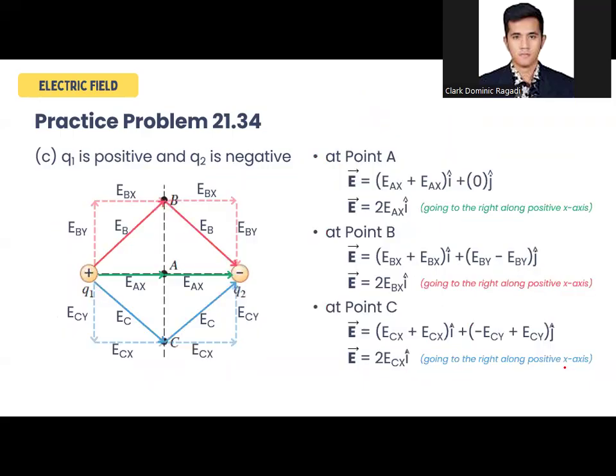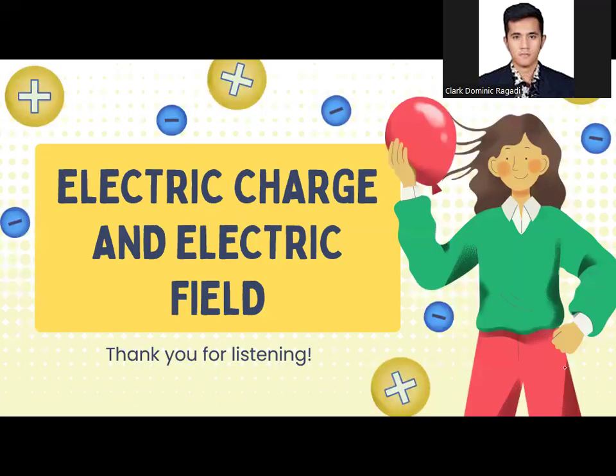So again, when Q1 is positive and Q2 is negative, at point A the direction is going to the right, similar with point B and point C, going to the right along the positive x-axis. So that's all for my presentation. Thank you.